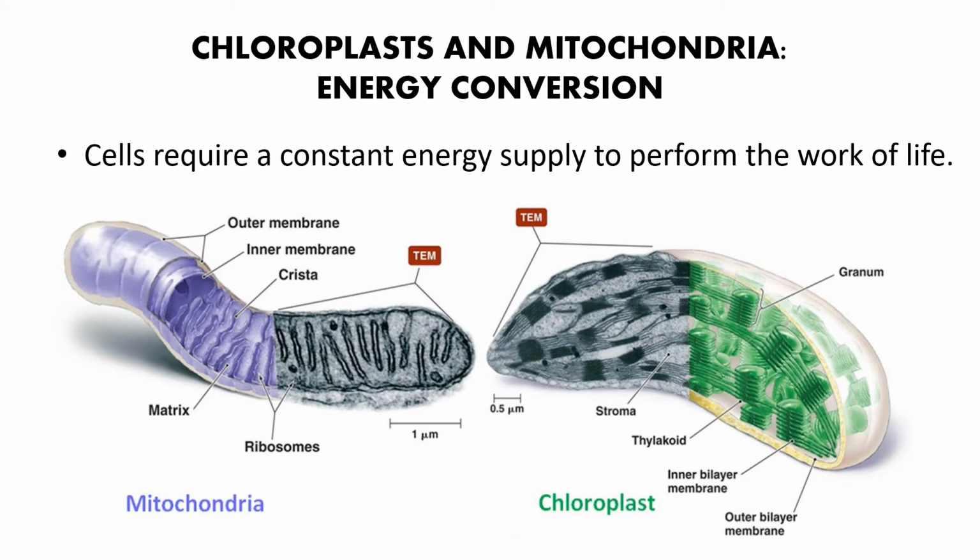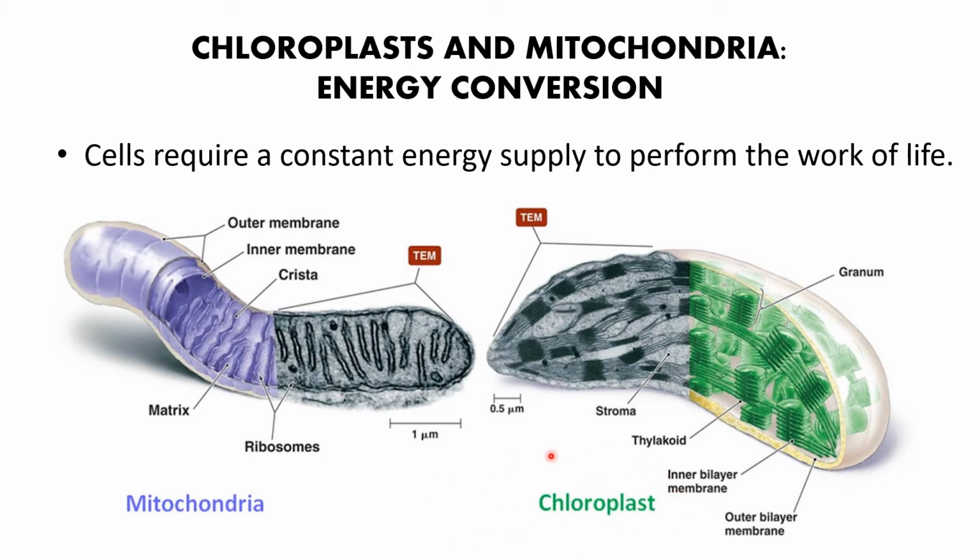We're going to move on now to two specialized organelles that are going to be energy converters. One is found in both plants and animals, and one is found only in plants. And we'll talk about which one is which. Cells are going to require a constant energy supply in order to perform life. If the energy supply is cut off and stops, that cell will die. So we have two organelles. We're going to have the mitochondria, which is found in both plants and animals, and we're going to have chloroplasts, which are only found in plants.